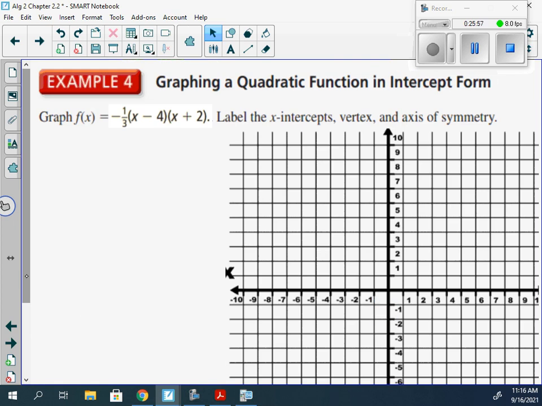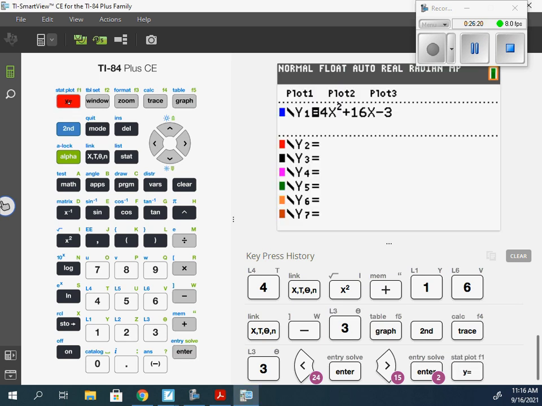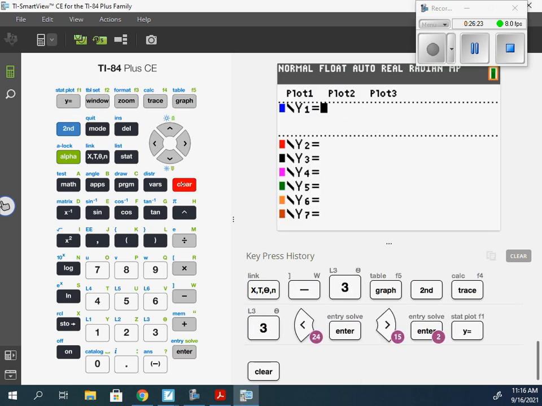Let's look at this one here. So we're not worried about graphing it, but we want to find the x-intercepts, the vertex, and the axis of symmetry, yes? Let's use the graphing calculator to find this. So the first thing we need to do to graph this is going to be to hit y equals. Now we'll clear that out so we can type the new function in.